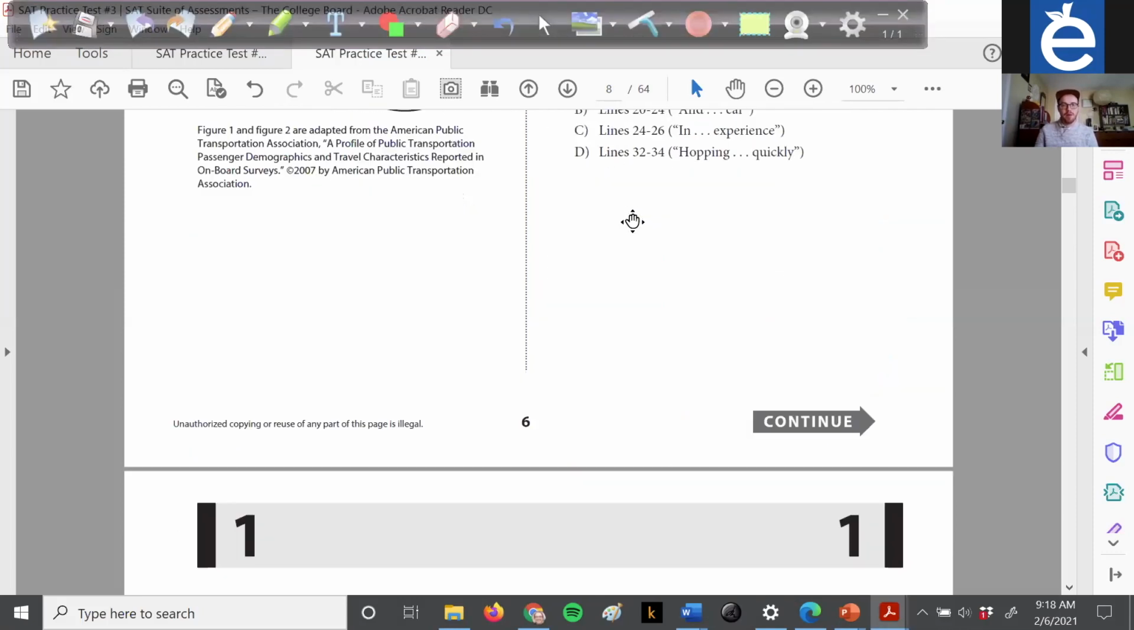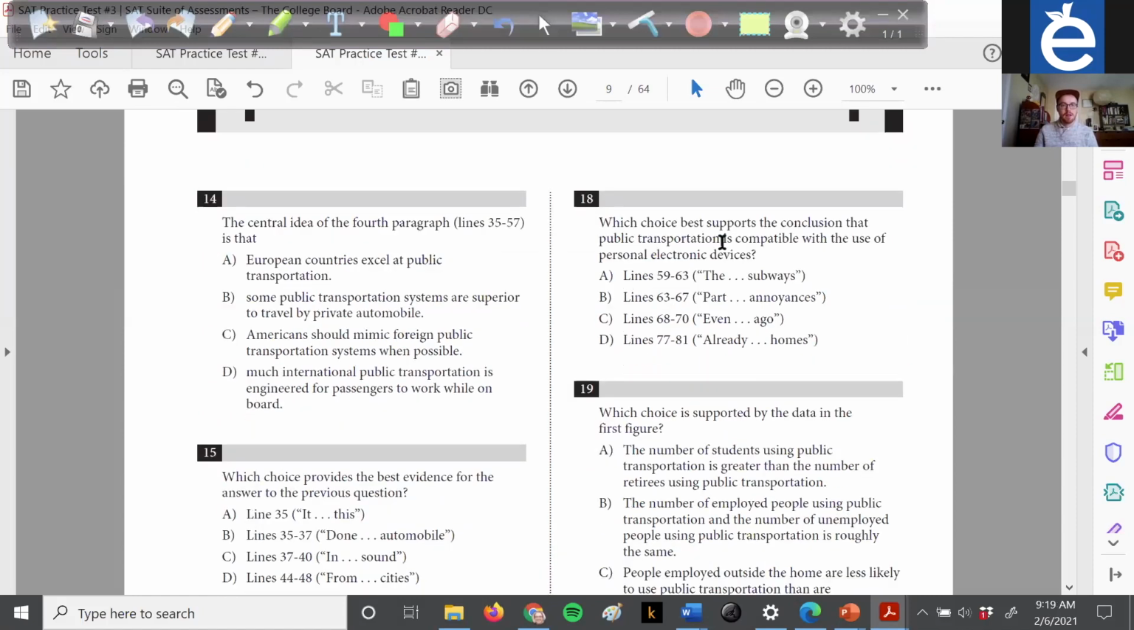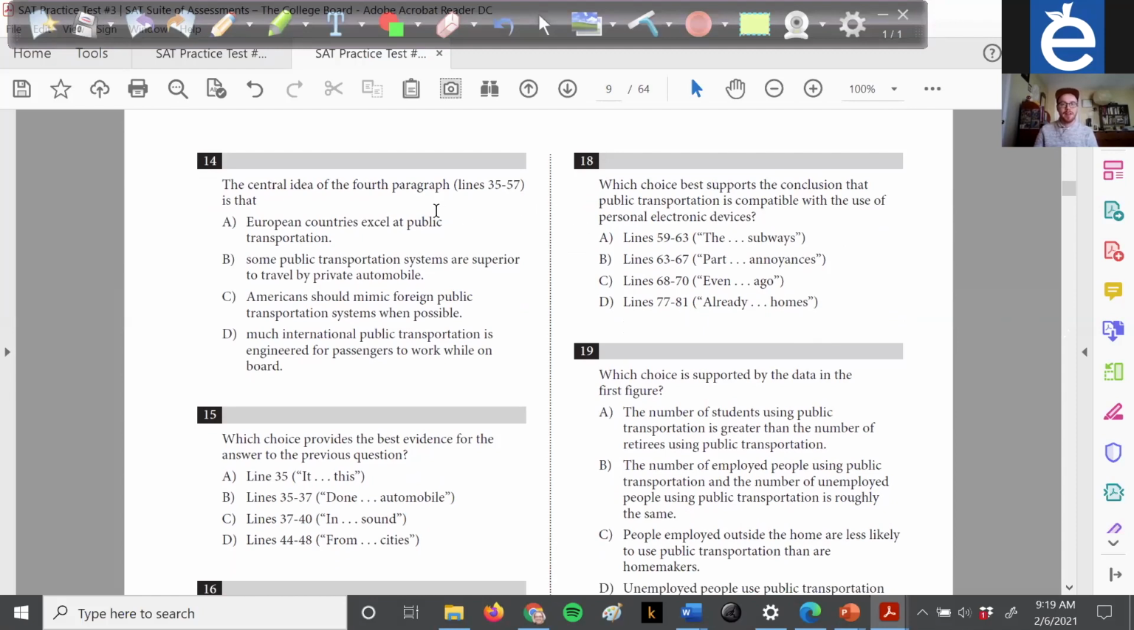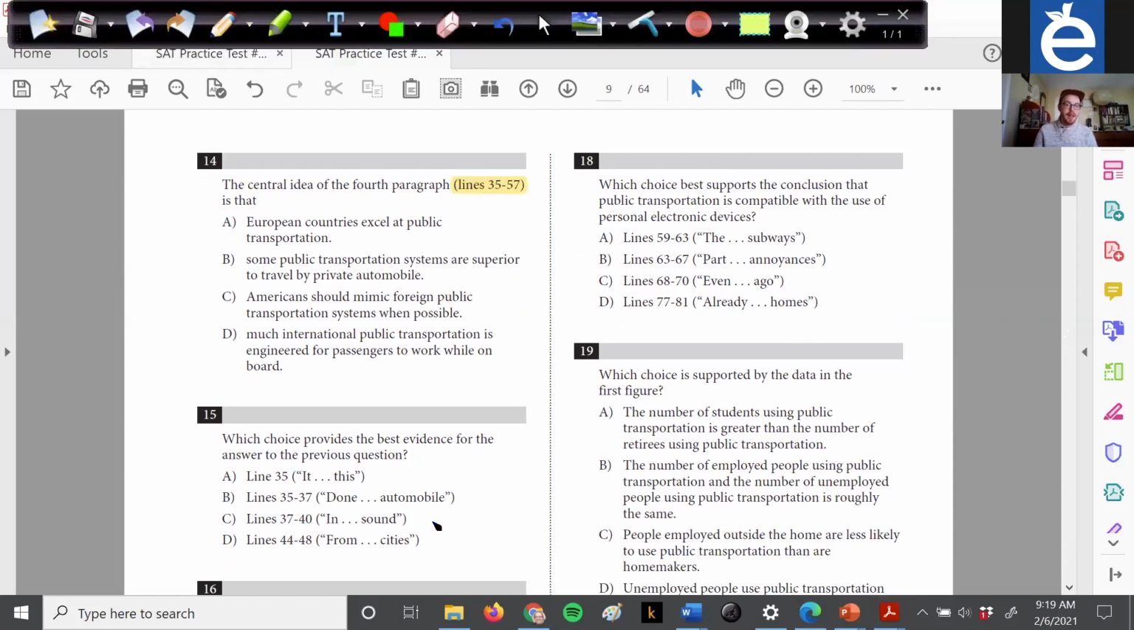All right, so all line questions so far. What do we got here? Number 14. Central idea of the fourth paragraph, lines 35 to 57. Okay, well, that seems very clearly to be a line question. And lucky us, number 15 proves that these two are connected. We're not just being told, hey, it's somewhere in this paragraph. We're being told it's somewhere in one of these lines in the paragraph. That's awesome. That narrows it down even more.